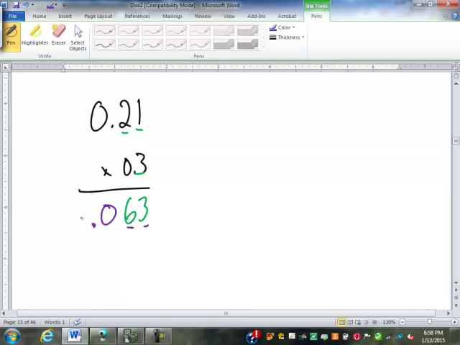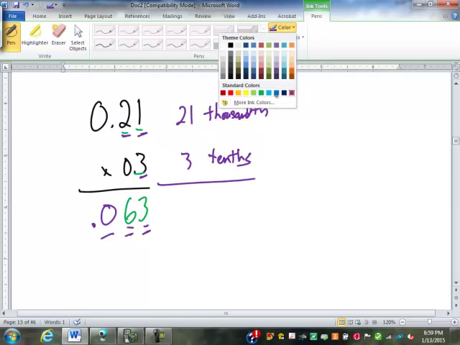Why? Well, we've been taught you have to count 1, 2, 3 decimal places in the problem, and 1, 2, 3 decimal places in the answer. Why? The 4th grade teacher, right? Well, this is 21 hundredths. This is 3 tenths. We combine the counts.